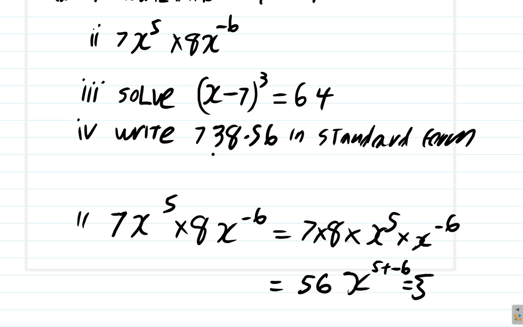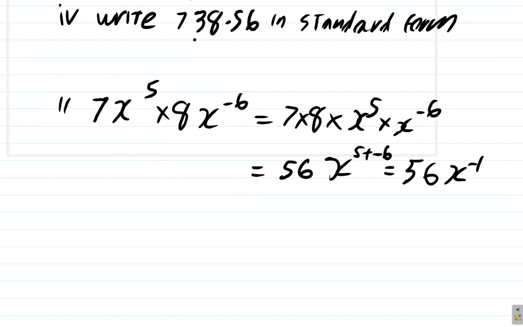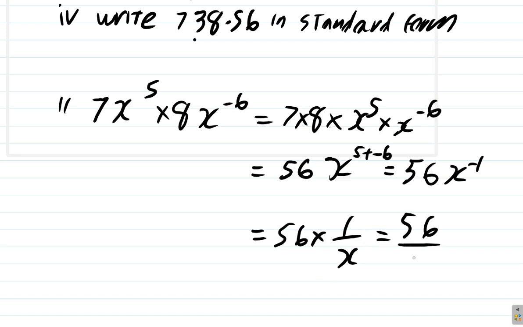So you have 56 times x raised to the negative 1. Now you also remember that when you have a number raised to the negative 1, it's the same as 1 divided by the number raised to the positive 1. So it's 56 times 1 divided by x to the 1. But you won't really need to write the to the 1. So let's leave that out. Which gives you 56 divided by x. So, there you have that.